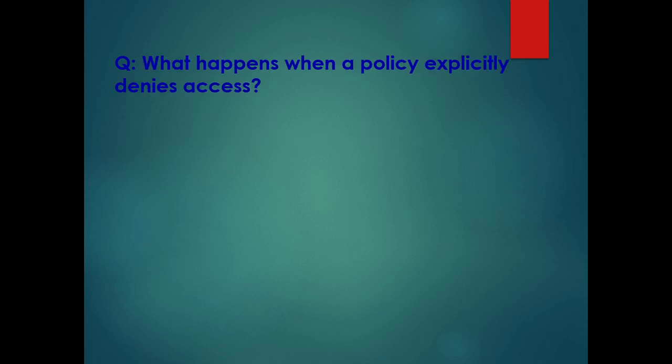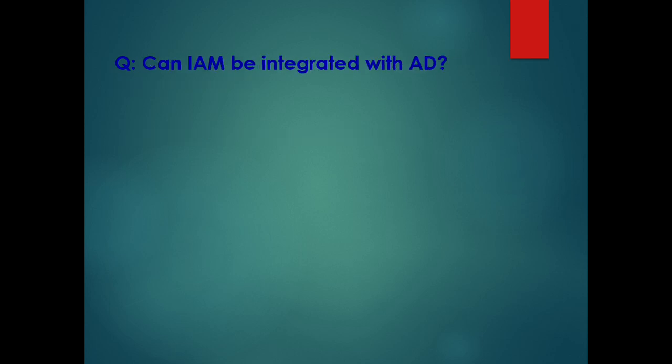What happens when a policy explicitly denies access? An explicit deny overrides allow. Can IAM be integrated with AD? Yes, using AWS Directory Service or SSO. How do you rotate access keys? Manually or via automation tools like the AWS CLI.